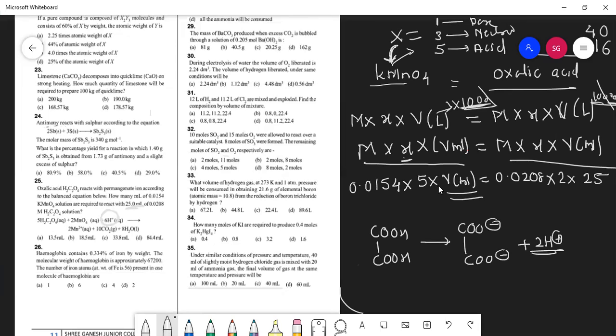Yes, just find it. From here only we can calculate. See here. 5 1s are 5, 5 1s are 5. This is 5 to the 10. These points will come out and you tell me the answer. 13.5. Yes, everyone got 13.5. Yes, the correct answer is 13.5 ml.